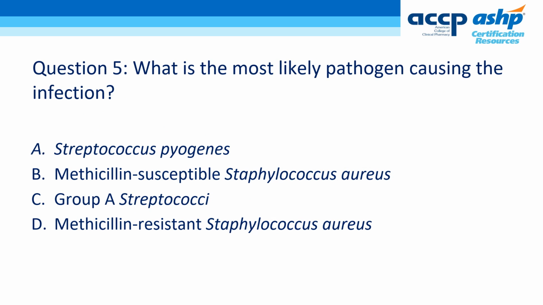So this brings us to our fifth assessment question. What is the most likely pathogen causing the infection? Is it A, Streptococcus pyogenes, B, methicillin susceptible Staphylococcus aureus, C, group A streptococci, or D, methicillin resistant Staphylococcus aureus?